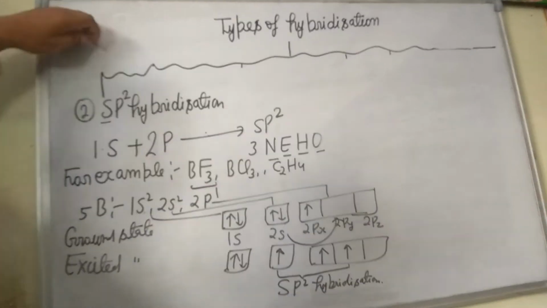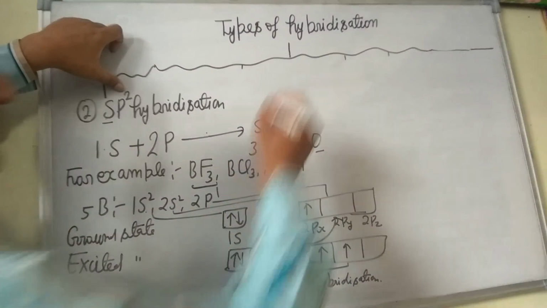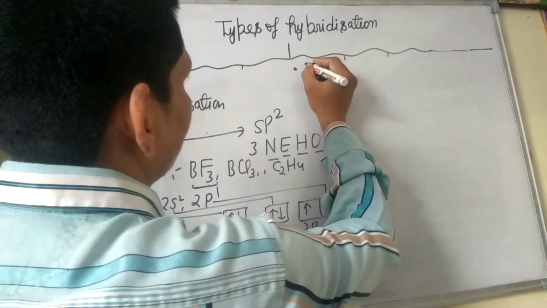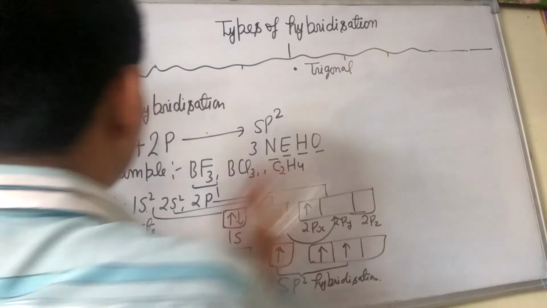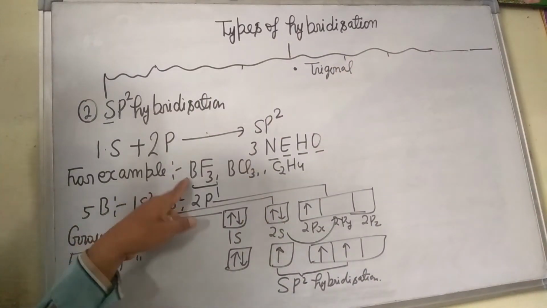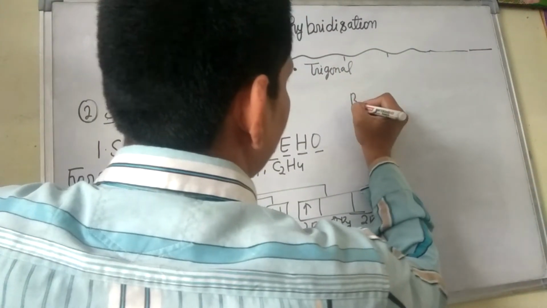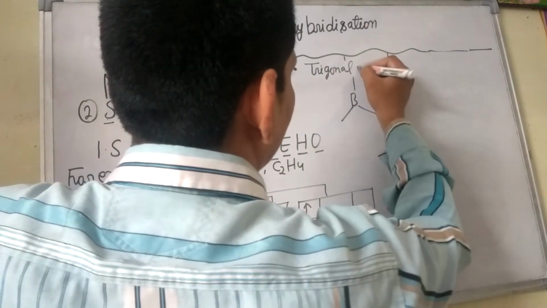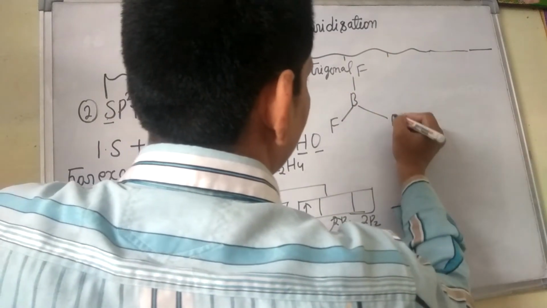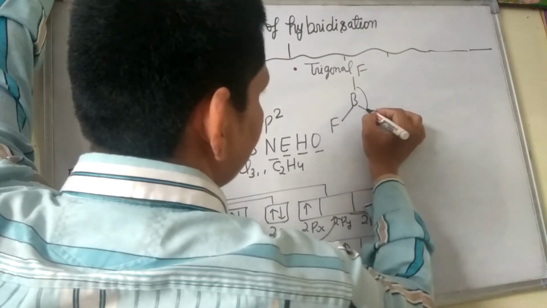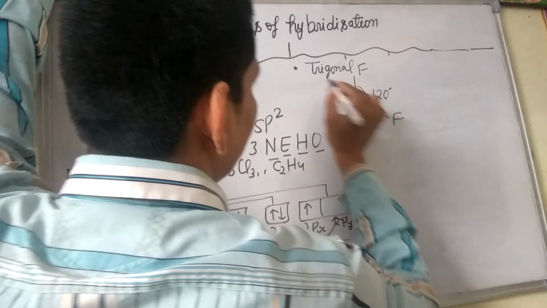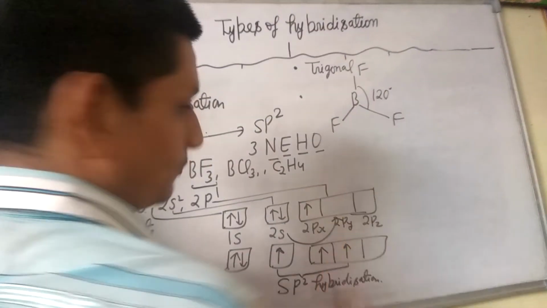Now important points about sp2 hybridization are: number 1, shape. Their shape is trigonal. Example BF3. So the shape of boron trifluoride is trigonal, 1F, 2F, 3F. Second point, bond angle. Bond angle is 120 degree.